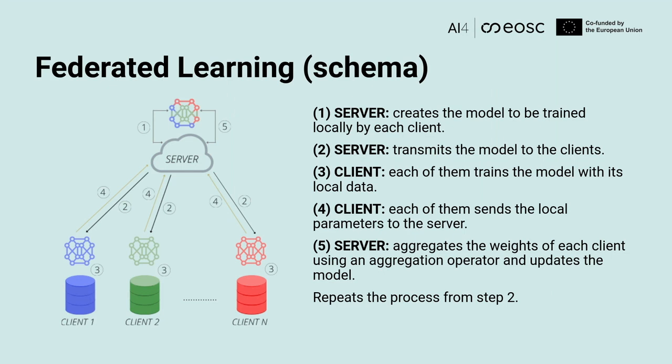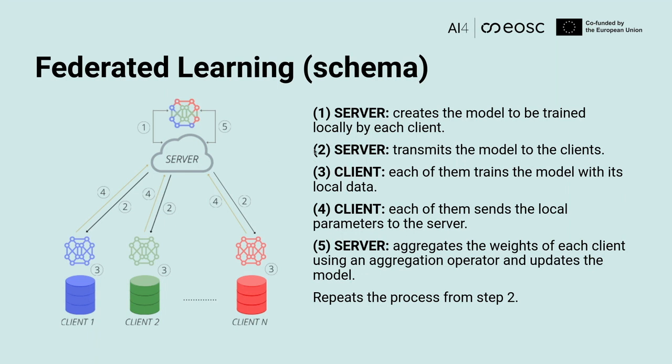Let's move to the schema that I have briefly explained, but let's take a look at the schema step by step. So we have one server and we have different clients. Then the server will create the model that will be trained by each client. Well, even one client, one user can create the model and then send it to the server, which is the common approach. But we just need that one user, one client, or even the server define that model and transmit it to all the clients.